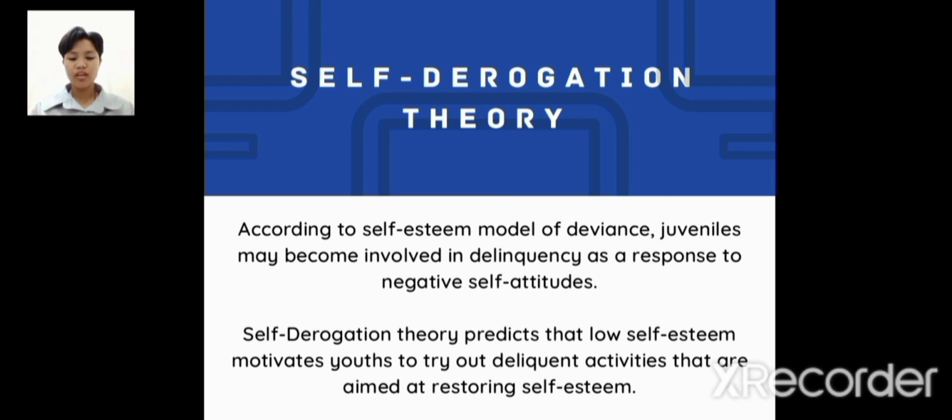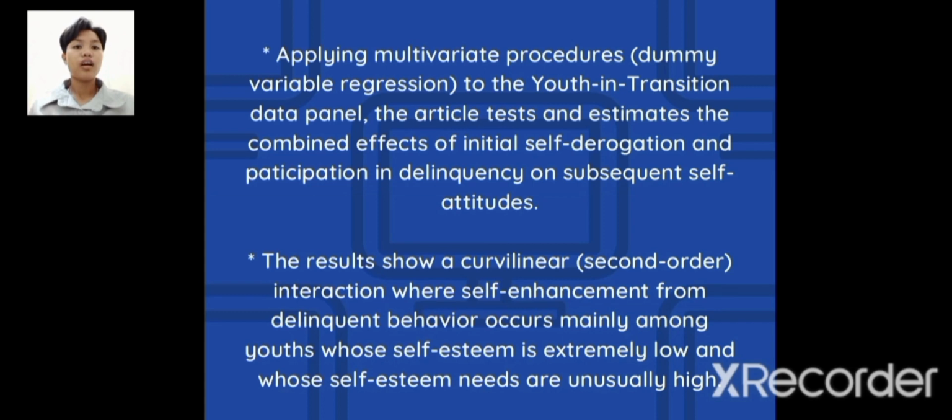Okay. So, applying multivariate procedures, semi-variable regression to the youth in transition data panel, the article tests and estimates the combined effect of initial self-derogation and participation in delinquency on subsequent self-attitudes.